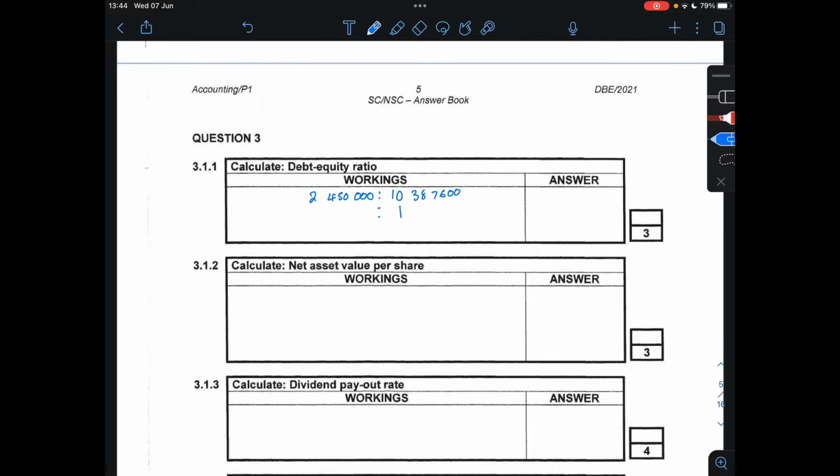Okay, it's 2,450. What I'm getting here is 0.235, but you know your answer should always, if not always, be to 1 or 2 decimal places. But let's just say we will say here 0.24.